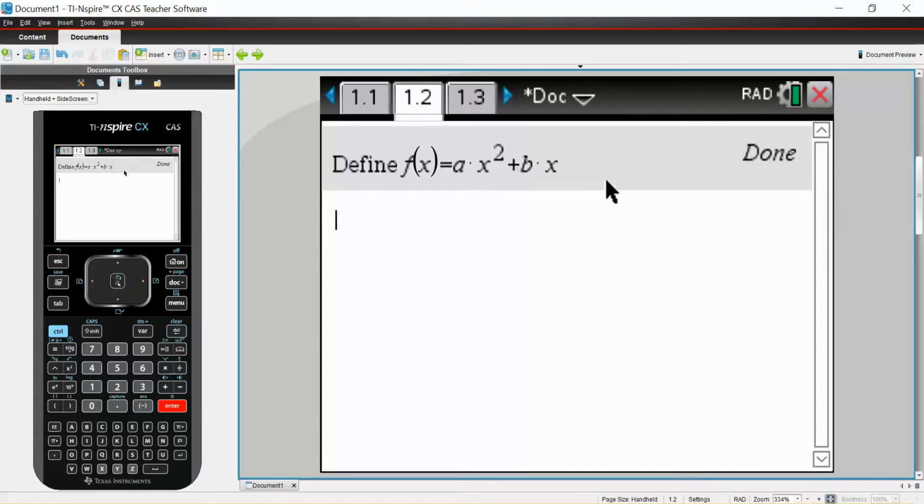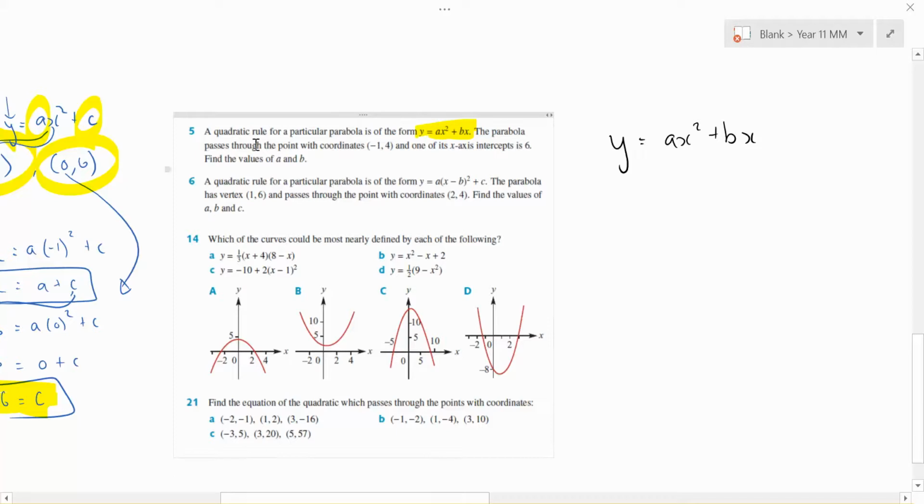Okay, so I define it, and now what does that tell me? It says the parabola passes through the point with coordinates (-1, 4). So that means when x is -1, y is equal to 4. So I can say, all right, that's one equation. But remember, you also have 2 unknowns, so you need another coordinate.